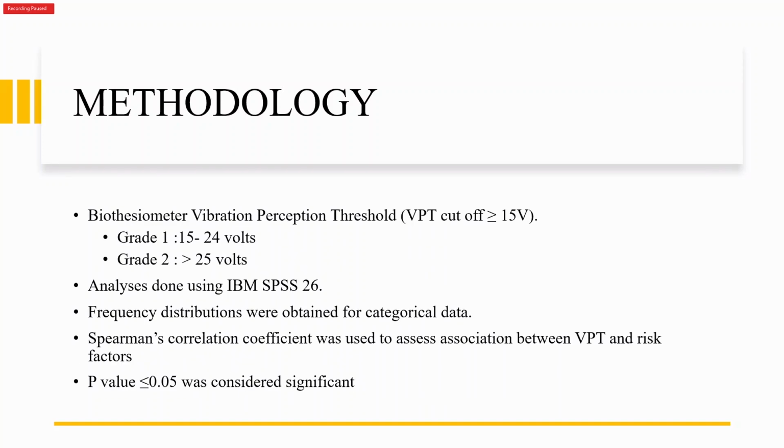The biothesiometer vibration perception threshold was used, and we graded it thus. Grade 1 is a voltage of 15 to 24, while grade 2 is volts greater than 25. This was analyzed using SPSS 26.